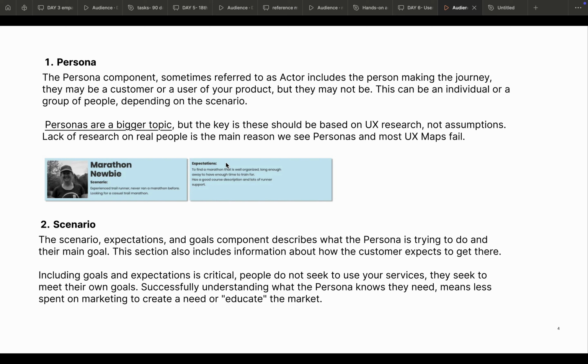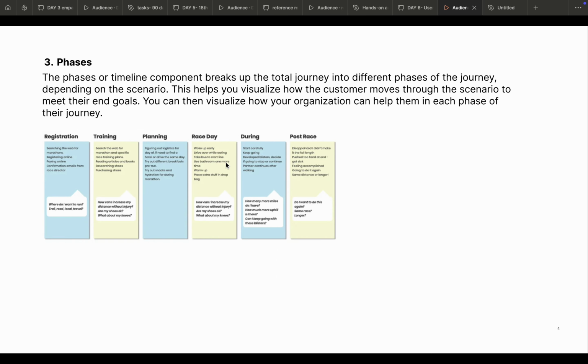Once we get to understand their goals, it will be easy for us when it comes to the design phases. So what are the phases which the user might go through? First, this timeline component, we'll have to break the total journey down into different phases of the journey, and write down what the user is going through in each phase.